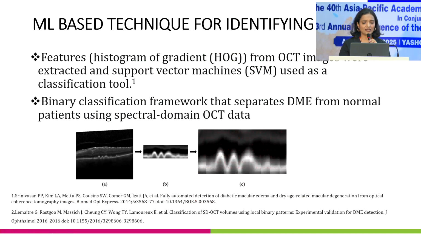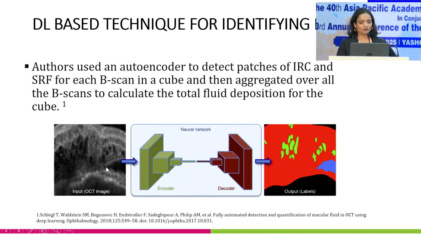So what they're saying is, if you teach the machine to detect DME and give it a sample of this particular DME response to this particular agent, it can tell you from a large database whether or not a patient will respond to a particular anti-VEGF. So this is a binary classification framework that separates DME from normals. This is a little complex, but you can see that it can segment, it can auto encode.